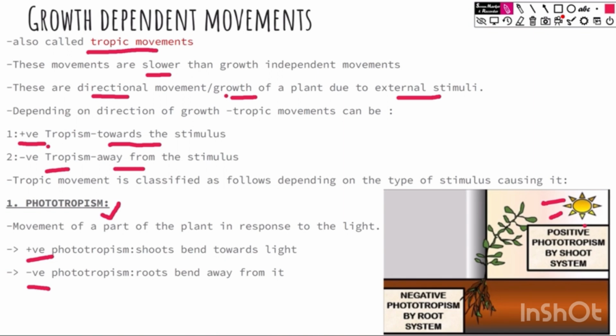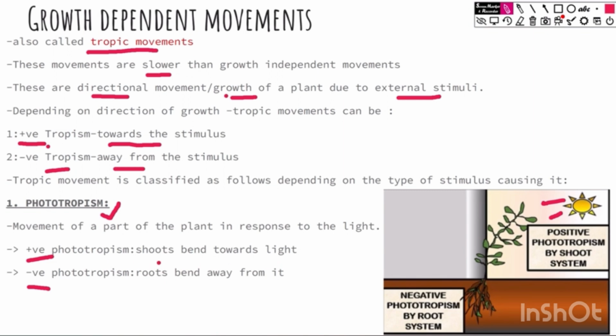Stimulus means something which is stimulating or triggering the response. So here light is triggering the response, which is growth. Light is the stimulus and the response is the growth. So growth is occurring due to light. In positive tropism, the growth will occur towards the stimulus, that is, towards the light.